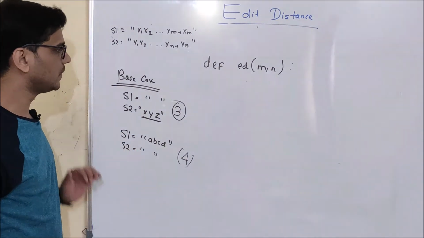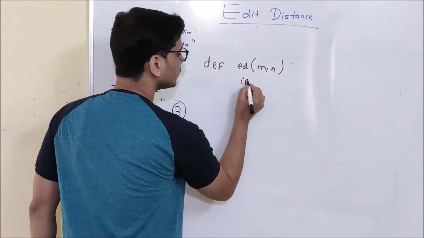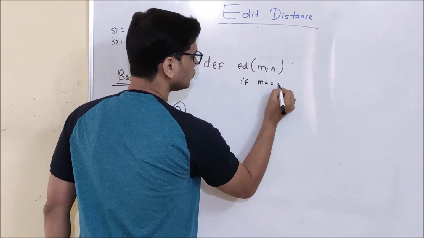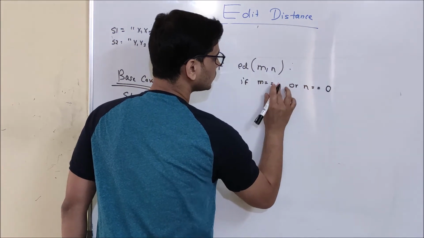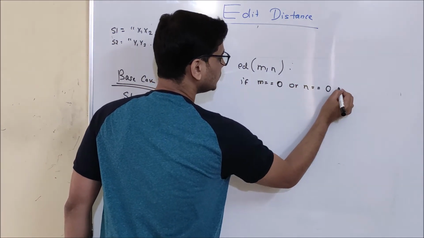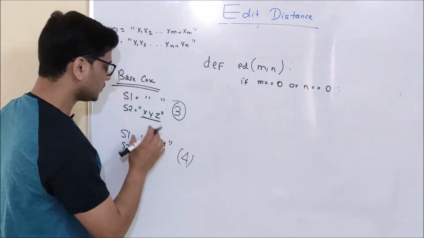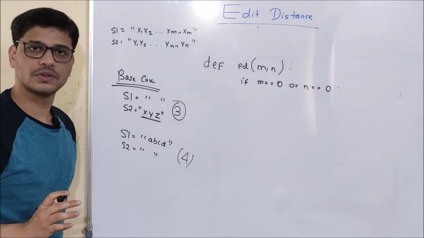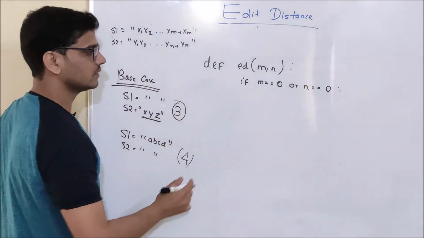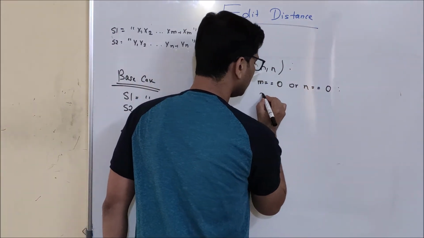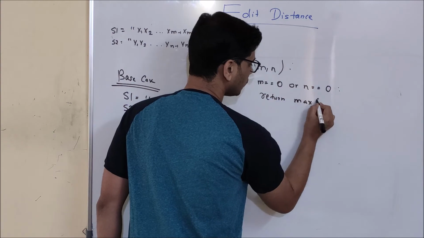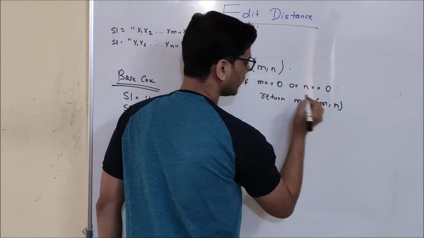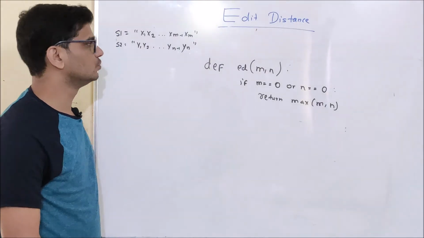So this is my base case, that is, if m is equal to 0 or n is equal to 0, that means one of my strings is an empty string. And if this is the case, then I will return max of m comma n. Now let's see case 2.